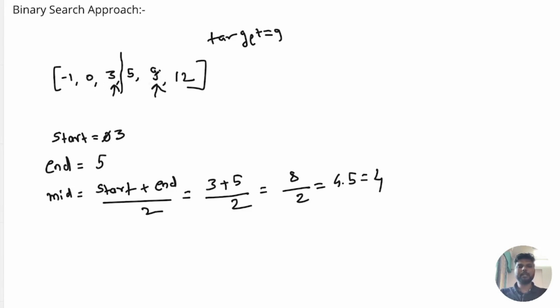Now we compare the element at mid with the target. Are they equal? Yes, they are equal, so we are done with this problem. So this is how binary search works. Let's just take another example to get more clarity about it.